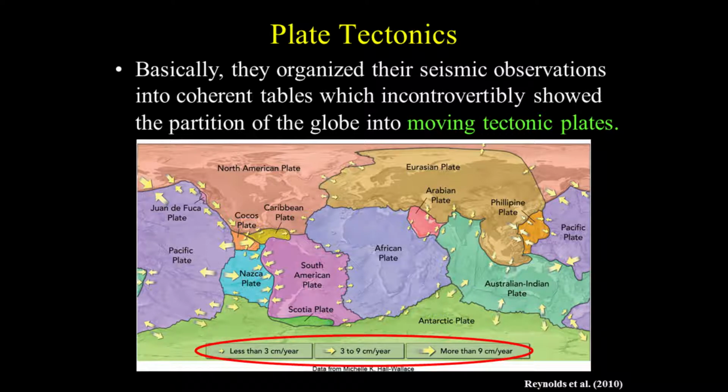Please pay attention to the arrows. They indicate the speed and directions of plate motions. Note that the tectonic map does not coincide with the geographic map.